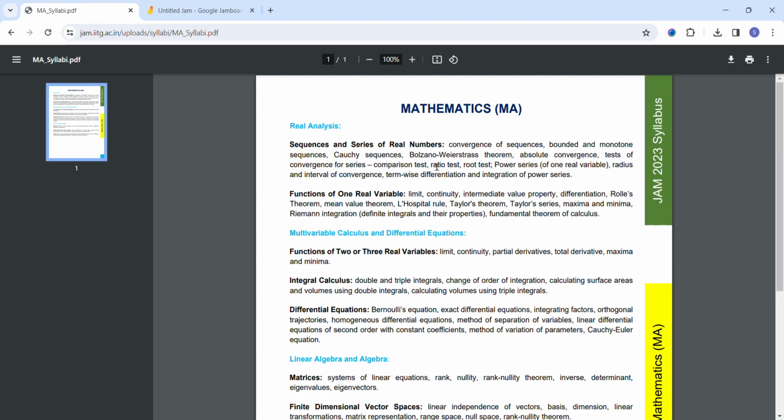So sequence and series of real numbers is the most important topic, and you can assume that at least 15 marks will definitely come from this topic. Sequence and series of real numbers.